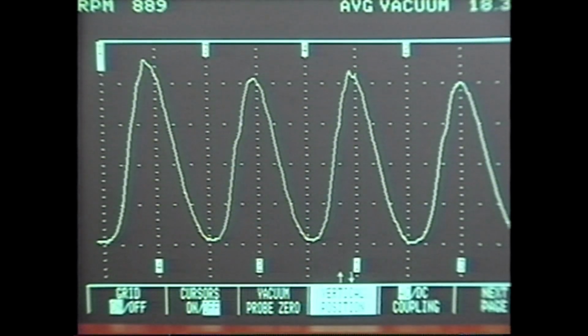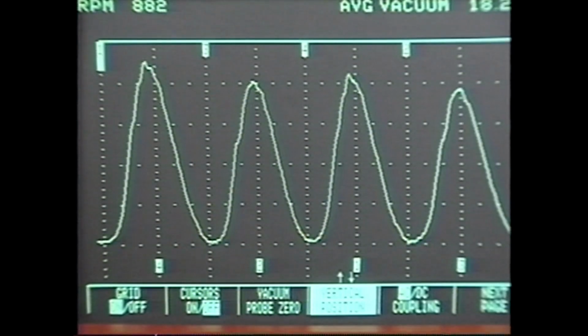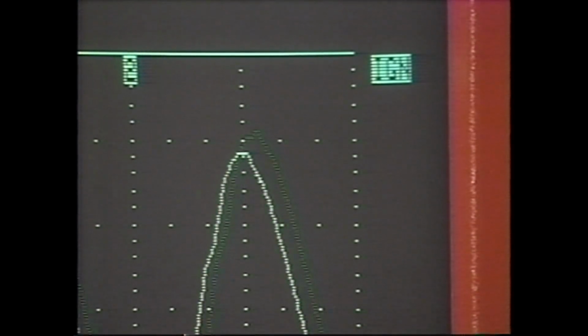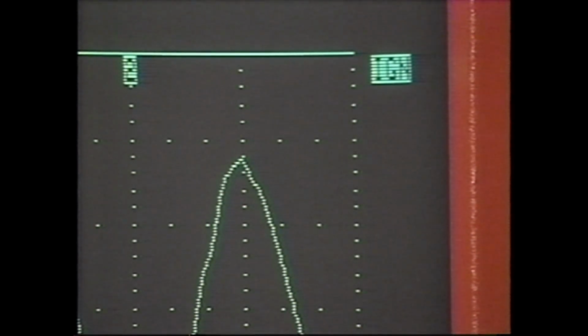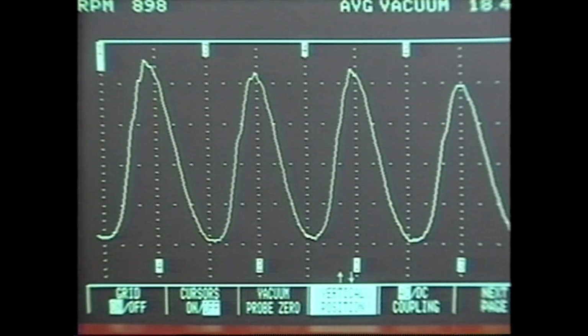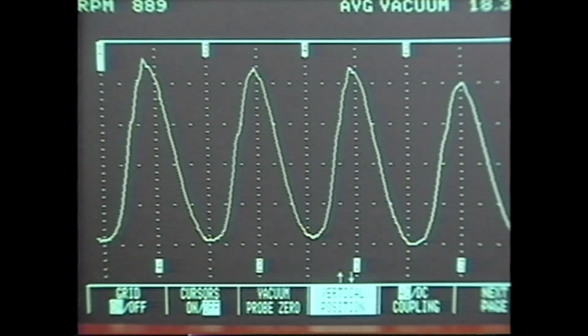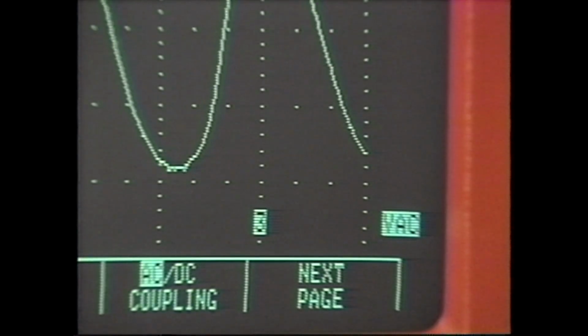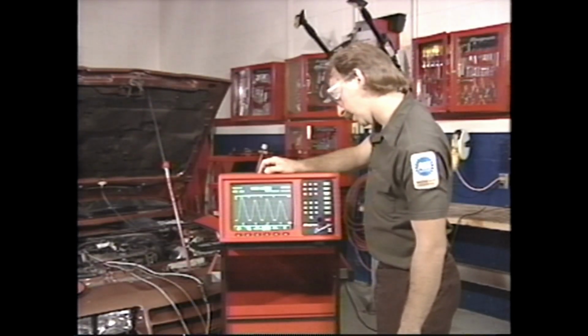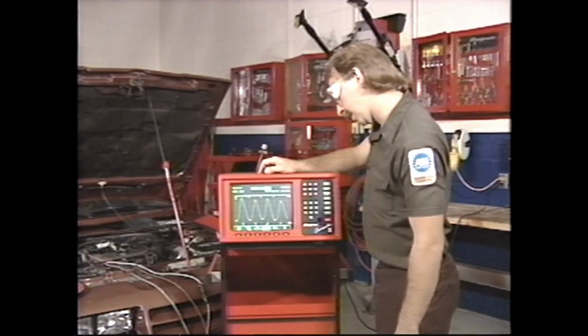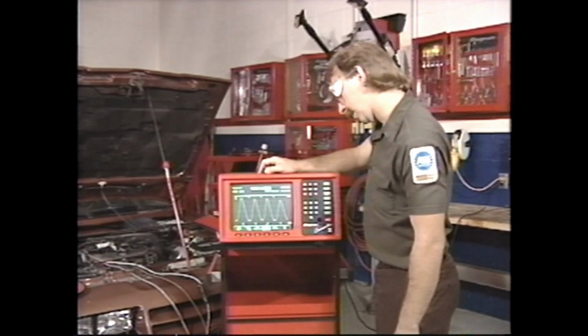Note that the cylinder firing order is displayed on the top of the screen and identified as ignition. The cylinders that are affecting the vacuum level of the intake manifold are identified on the bottom. Now, let's relate cylinder events to vacuum fluctuations in the intake manifold.